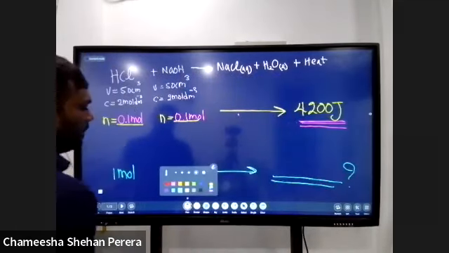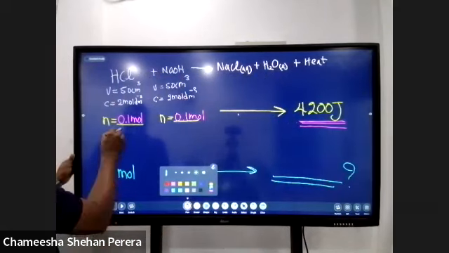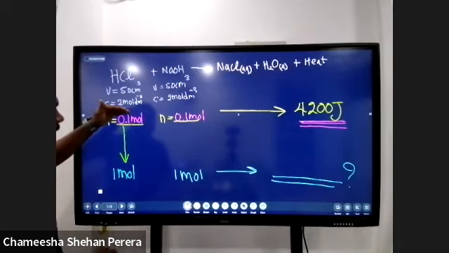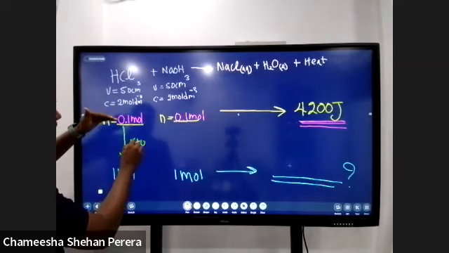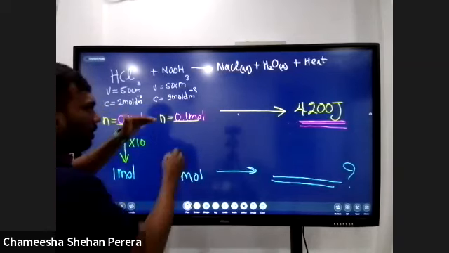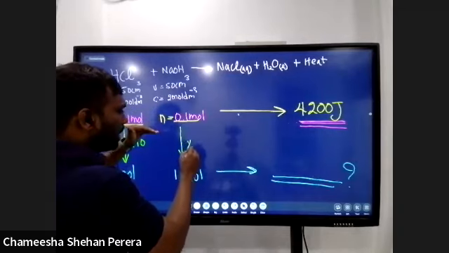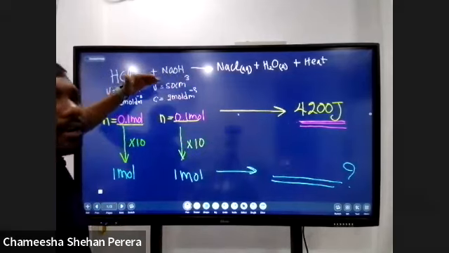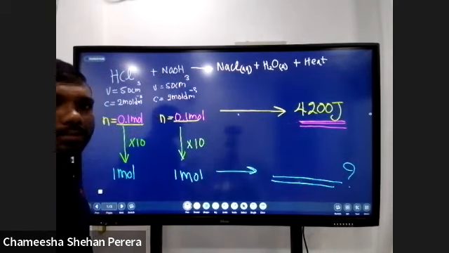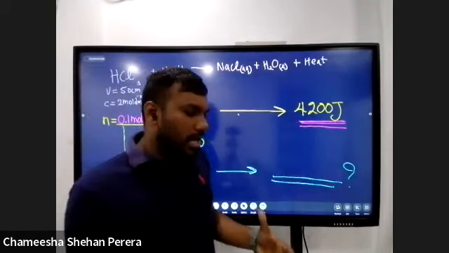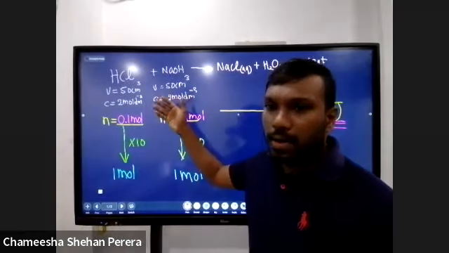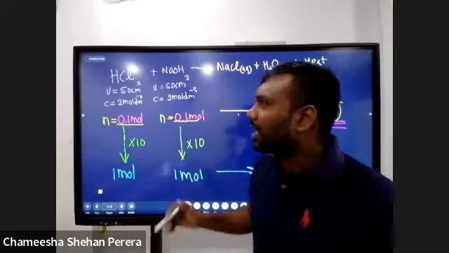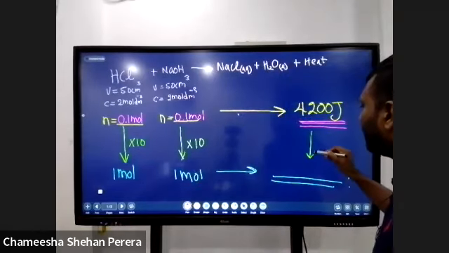Now, can you think of the relationship between 0.1 mole and 1 mole? 1 mole is 10 times 0.1 mole, isn't it, children? That means I've added 10 times more reactants than the amount added before in the same reaction. Then the heat generated will also be 10 times more than before.